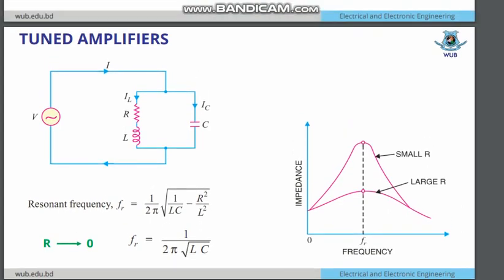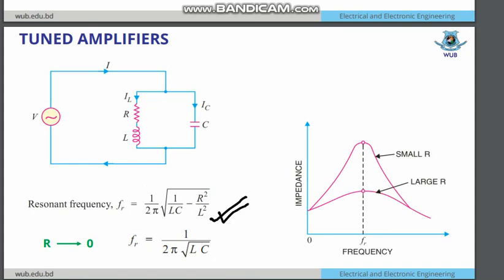There is another type of example of a tuned amplifier. As you can see, a parallel RLC circuit has been used, and the outer part of it has been biased with a voltage source. The resonance frequency FR is 1 over 2π times the square root of 1 over LC minus R squared divided by L squared. That is the parallel resonance frequency.